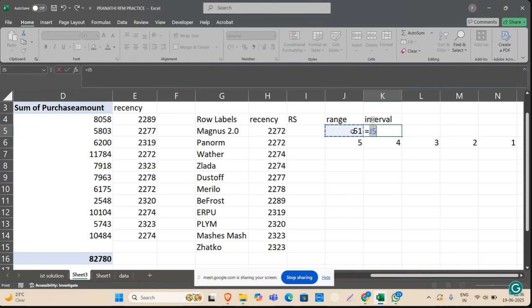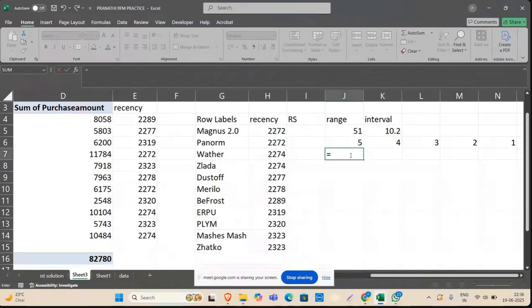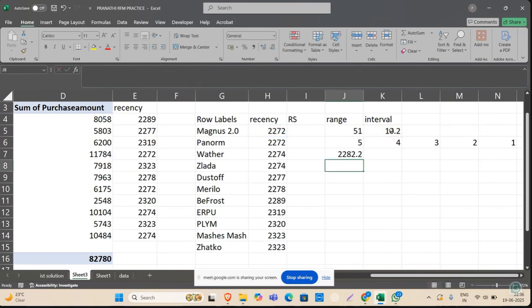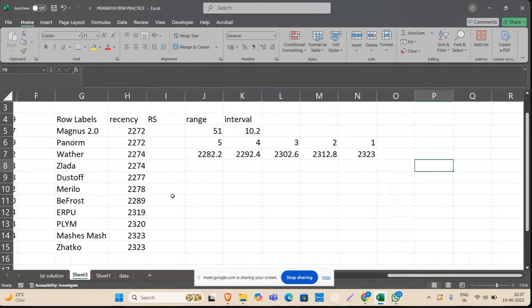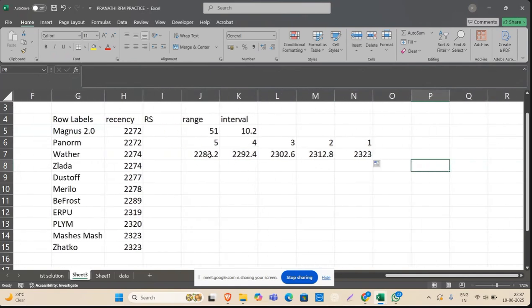The interval is 51, so the range is divided by the number of scores, which is 5. So first recency plus my interval, and then the next is equal to the previous value plus this interval. So I got my intervals, and on the basis of these numbers I will give my recency score.